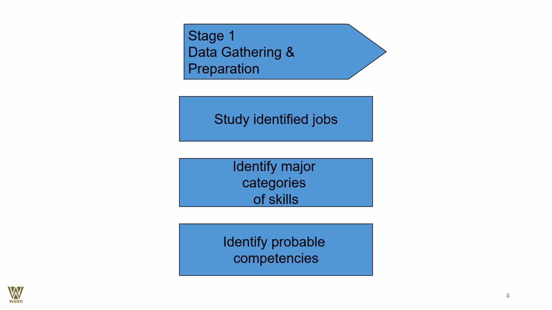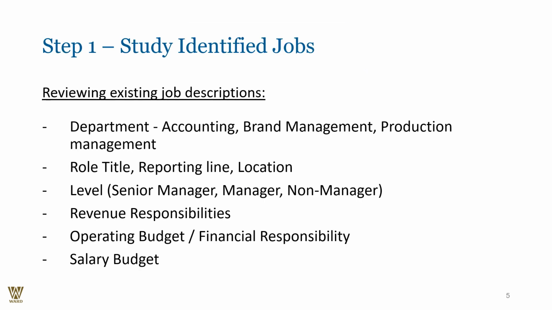So, what do we do about stage one, the data gathering? We need to identify and study jobs, identify major categories of skills, and the probable competencies required to make it vital. Step number one, what are the jobs we can look at? Say accounting, branding, brand management, production management. These are various functional areas that we need to understand as far as the job description is concerned.